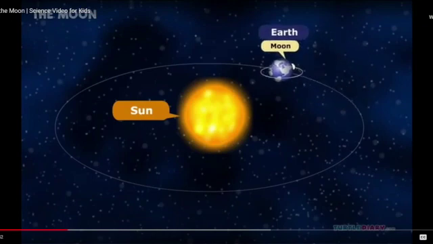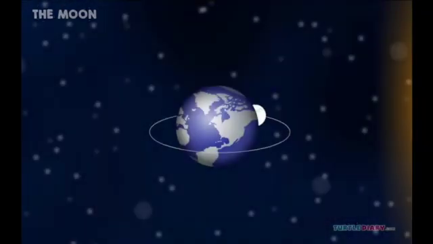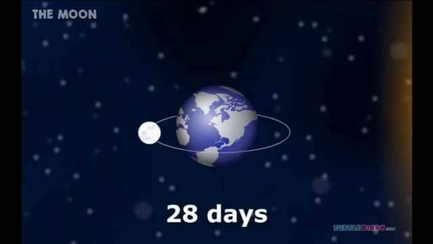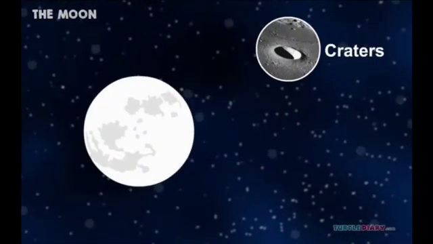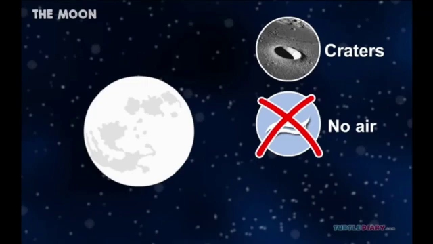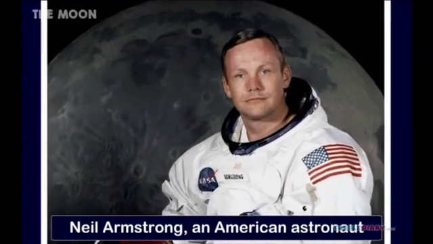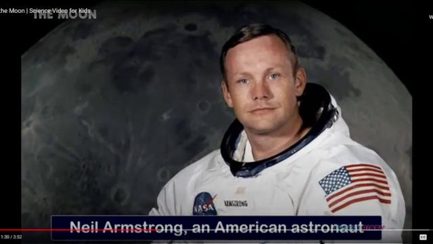A planet orbits a sun. A moon orbits a planet. The moon takes 28 days to go completely around the Earth. The moon is not smooth on its surface. It has craters, big holes. It has no air. It does not have water. So there is no life on the moon. But people have visited the moon. Neil Armstrong, an American astronaut, was the first person to step on the moon.